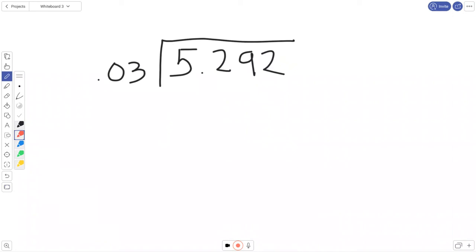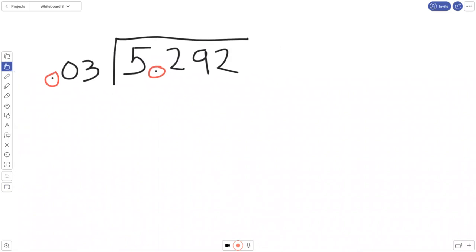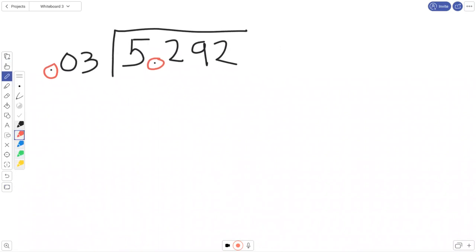And we're going to get rid of it and move it, but our goal is to move it the same amount on the inside as on the outside. Well, look at this one. Last time we were only moving it one spot, but this one is a little bit different. I have 5.292, see, I have a decimal on the inside, divided by 0.03. I got a decimal on the outside as well. So remember that we want to create an equivalent problem by moving the decimal. We just got to do it on the inside and the outside.